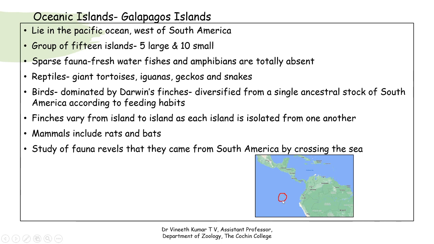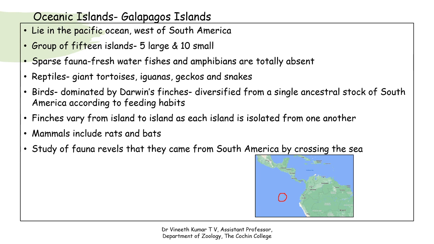But when you observe the island stock, you can see that they have radiated into different groups according to their feeding habits. You cannot compare the finch present in South America with the finch present in the Galapagos Islands, because of the prevailing conditions and the food present in the different islands among these 15 islands. They have undergone what is called adaptive radiation.